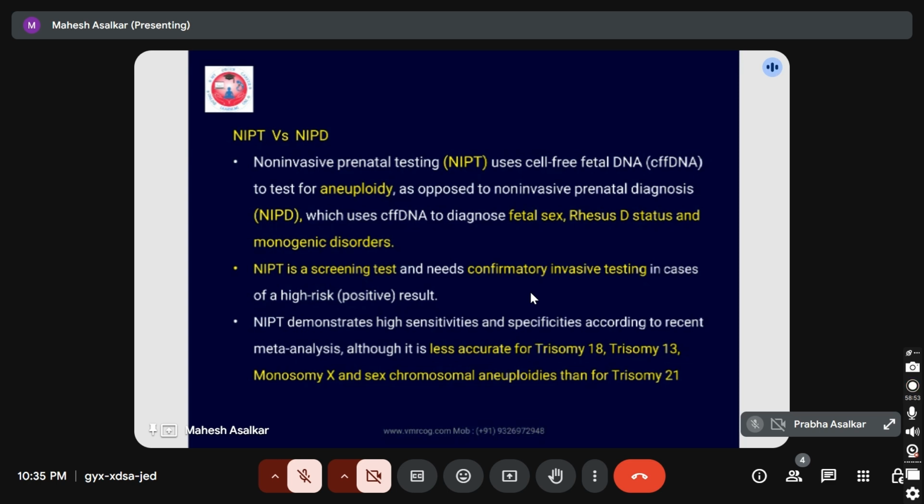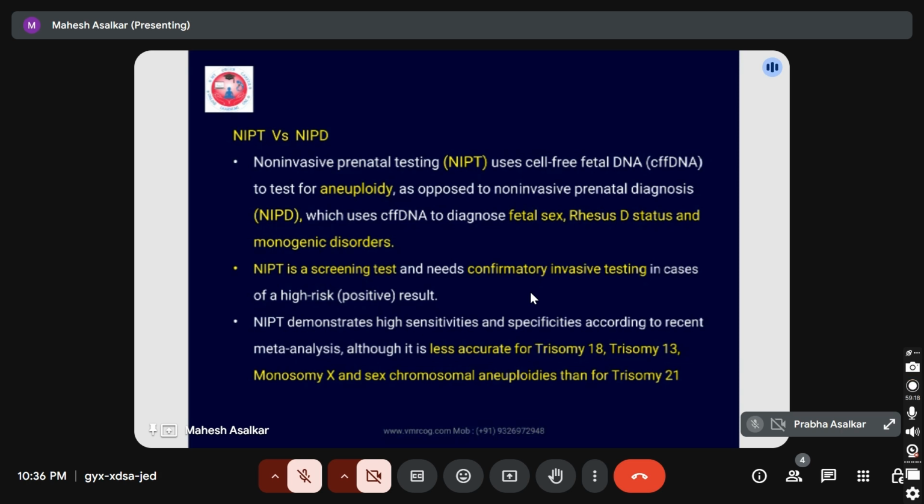Basically, NIPT is a screening test and it needs confirmatory invasive testing in cases of high risk or positive result. So NIPT is a screening test which will be followed by confirmatory invasive testing, while NIPD is a direct diagnosis. There is a diagnosis of fetal sex, of RH status, or of the monogenic disorder. That is the difference between NIPD and NIPT.